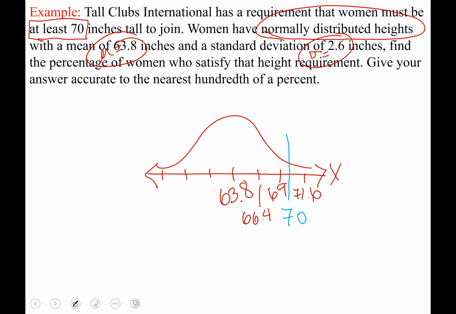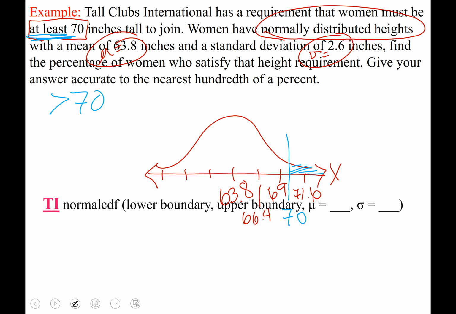Now it says at least 70. That's tricky. At least 70 would mean greater than 70 inches. So I'm going to shade this direction. Okay, now that I've got a visual, I think I can do this. I run normal CDF. The shading starts at 70. The shading stops at some random large number. I'm going to make an adjustment for mu, an adjustment for sigma, run the program.